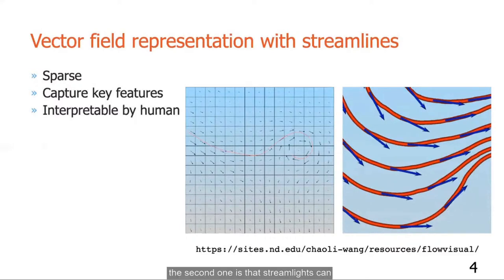The second one is that streamlines can capture key features. The third one is that streamlines can be interpreted by humans. Instead of using direct binary lossy compression, which compresses the original data into binary files, we store the streamlines, which can still help scientists to understand the underlying vector fields, because all the important information in the vector fields can be captured and stored in the streamlines.